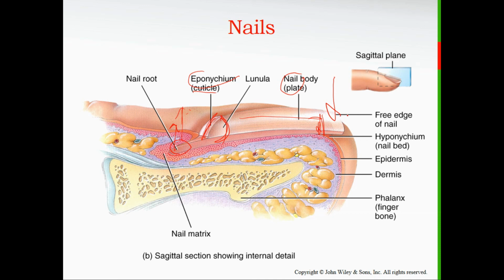And then the part that we cut is the free edge, which is right there. The nail bed, also known as the hyponychium. Remember, hypo means below. So this is under the nail plate. And then, of course, just to give you an idea, this is the phalange here. That's your finger bone at the end. And that is going to be all for the accessory structures of the skin.